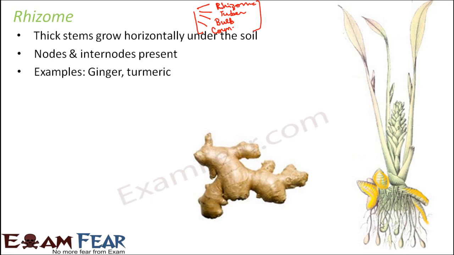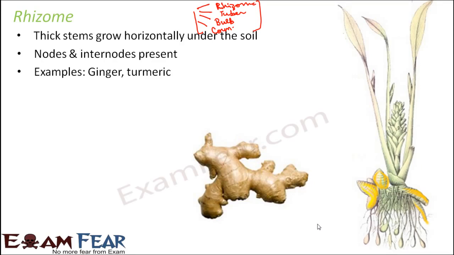So now we are talking about the stem modification. How are the stems modified here? They actually have very thick stems which grow horizontally under the soil. Here you can see these are nothing but the turmeric. Their stems are very thick and they grow under the soil. They will have nodes and internodes present. So examples are ginger and turmeric.